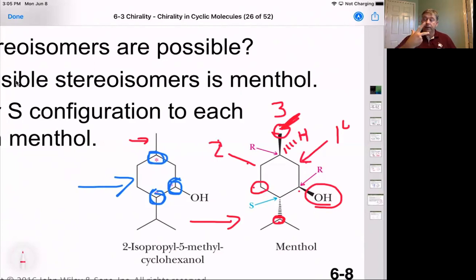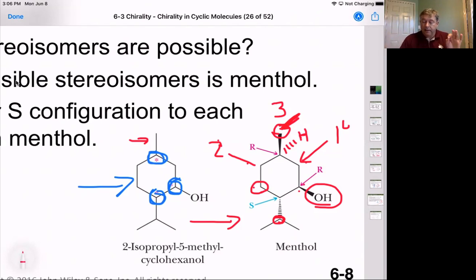So if we look at our hand again, and we have our hydrogen back here in our 4th priority, our 1st priority is where our thumb is, our 2nd priority is where our middle finger is, and our 3rd priority is where our index finger is, so that's 1, 2, 3. That is going in the clockwise fashion in this perspective here, clockwise, which makes it the R isomer.